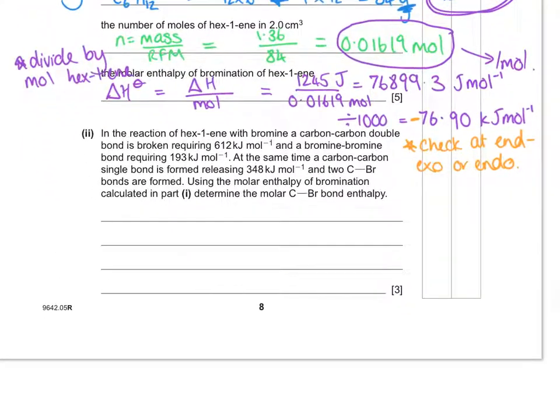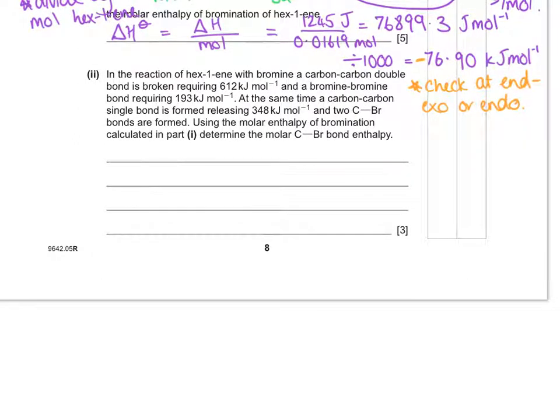The last part of the question then is a bond enthalpy question. And it's using your answer from the previous part to work out a specific bond enthalpy of the C-Br bond. Usually you're given this data in tables, but here you're given all the data you need in the question. And so what we have to remember is that the enthalpy change is always bonds broken minus bonds formed. So we need to have a look at the question and let them tell us what bonds are broken and what bonds are formed.